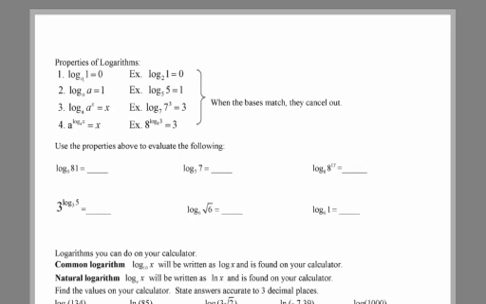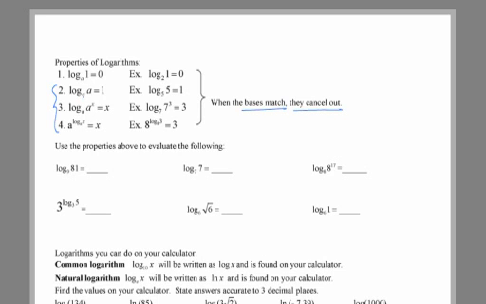Log base any a of the number 1 is always 0. Log base a of itself, a, is equal to 1. Log base a of a to the x, the answer is x. And then a to the log a of x is equal to x. What I call these are the, when the bases match, they cancel out properties.